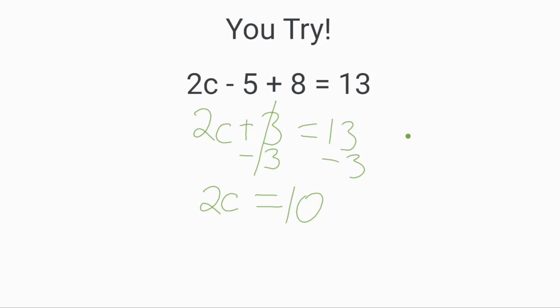Now our last step is to deal with this 2 that is next to the c. This 2 is being multiplied, so we need to do the opposite, which is division. So let's go ahead and divide by that value, 2. Our 2's on the left cancel, leaving you with a c, and then equals 10 divided by 2 gives me 5, and there we go. There's our solution to the second problem.